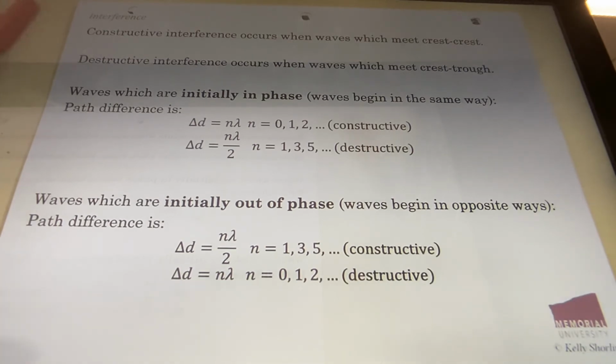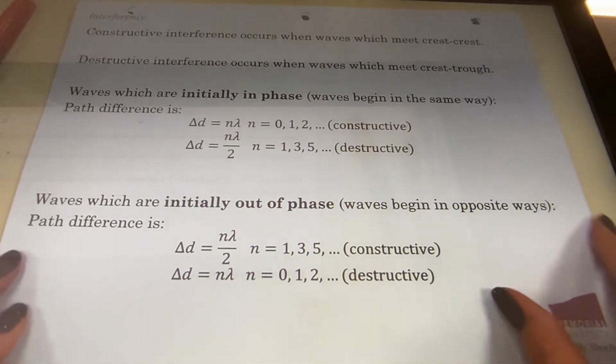So let's talk about an application. We still got 5 minutes left. We can do a little bit more.